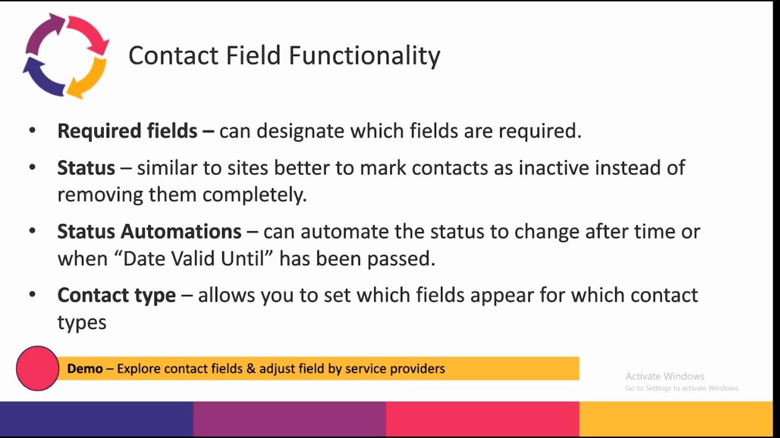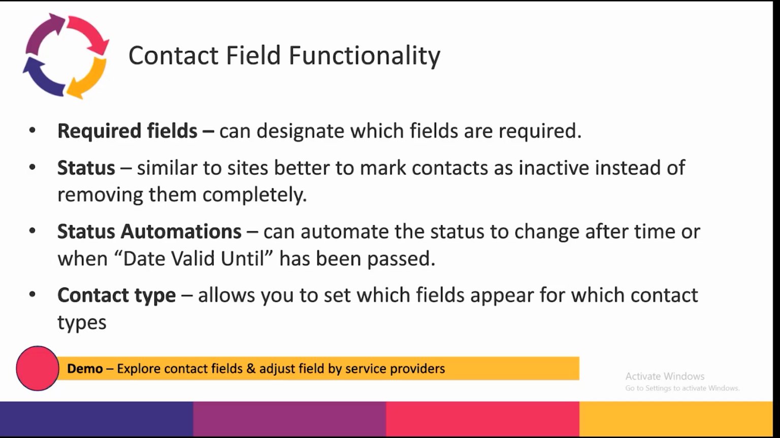Status automations is a very useful feature. So this essentially will automate the status to change after a specific amount of time or given date. So essentially that would work quite well if, let's say, you have WASH service providers working in a region, and you know they'll only be working until May 2026. So you can put that date in the status automation, and then once you reach May 2026, the status will automatically change to inactive.